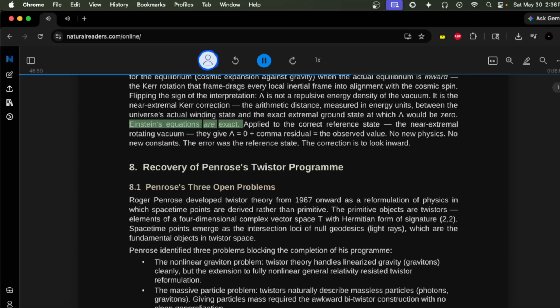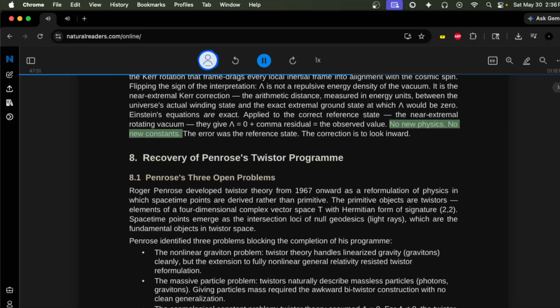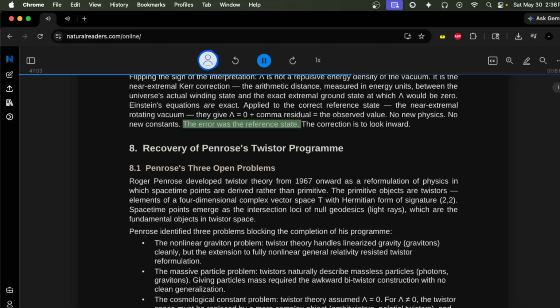Einstein's equations are exact. Applied to the correct reference state, the near-extremal rotating vacuum, they give lambda equals 0 plus residual equals the observed value. No new physics, no new constants. The error was the reference state. The correction is to look inward.